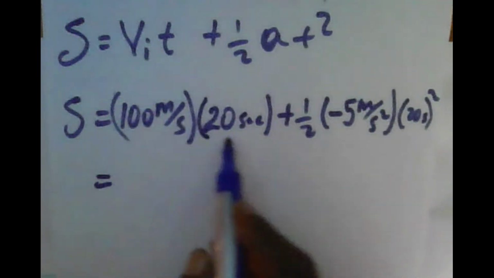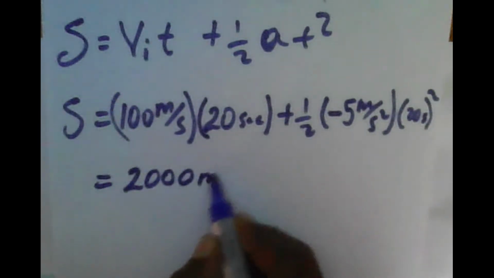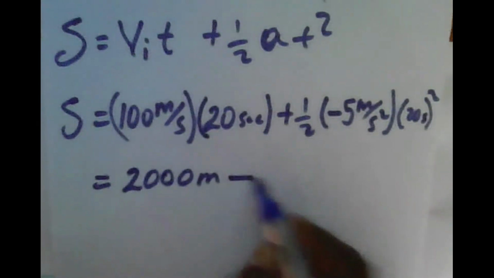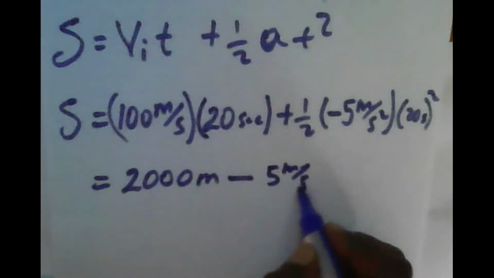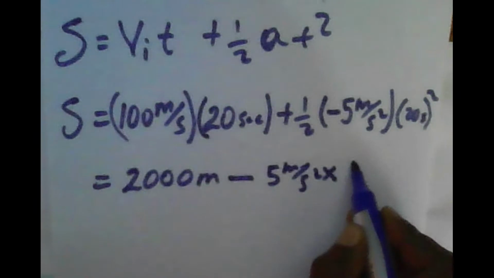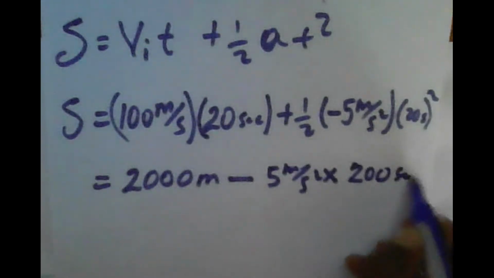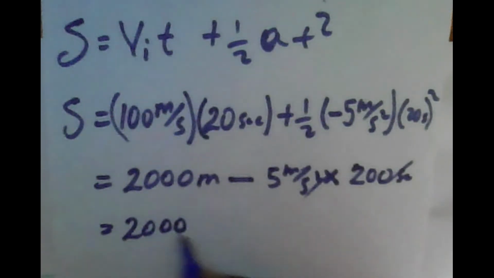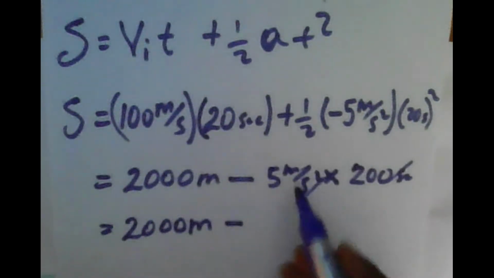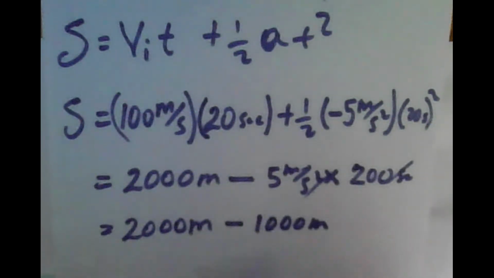So this will be equal to 100 multiplied by 20, which is equal to 2000 meters, and this becomes minus, and 20 squared is 400. Meter per second squared multiplied by 400 divided by 2 becomes 200. Second cancelled by second, and here we have 2000 meters minus 5 times 200, which is 1000 meters. So 2000 minus 1000, and finally we get 1000 meters.